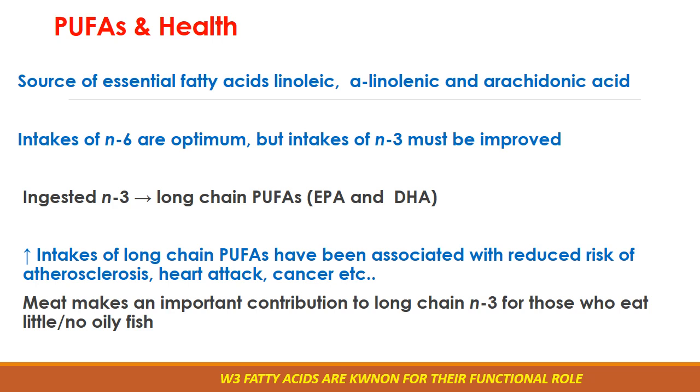Now, whenever we take more omega-3, that is the long chain polyunsaturated fatty acids, their examples are eicosapentaenoic acid or docosahexaenoic acid, EPA and DHA. They are commonly used, and nowadays they are available in supplements also. Now, it has been found that when the intake of long chain PUFA is increased, there is an association with the reduced risk of atherosclerosis, heart attack, and cancer. Therefore, meat as a source of PUFA can play a very important role in reducing these diseases.